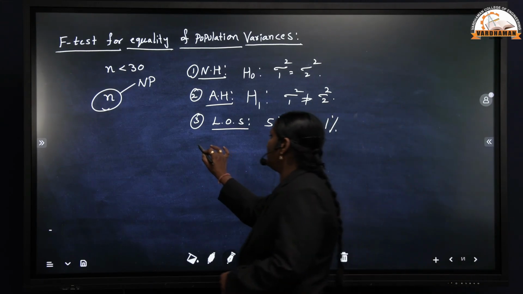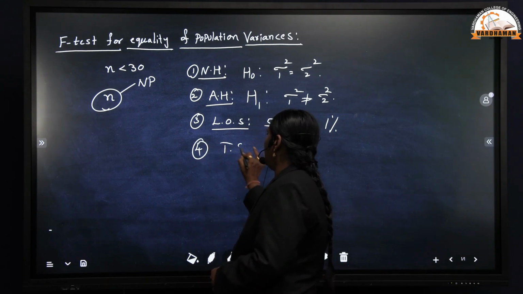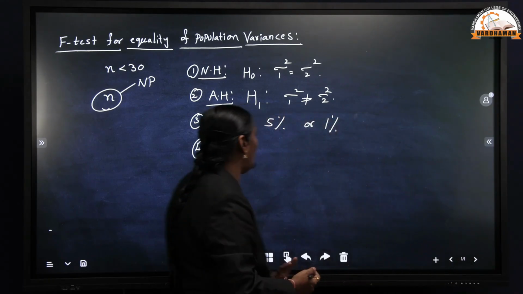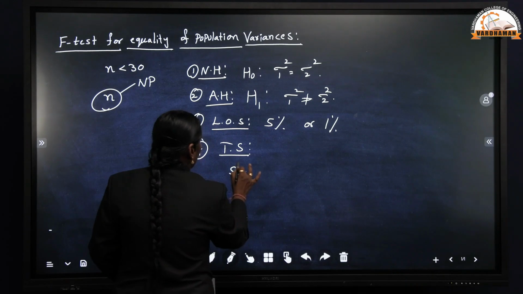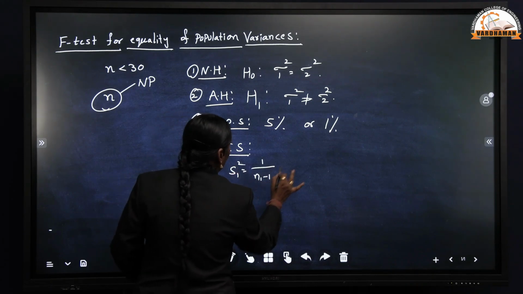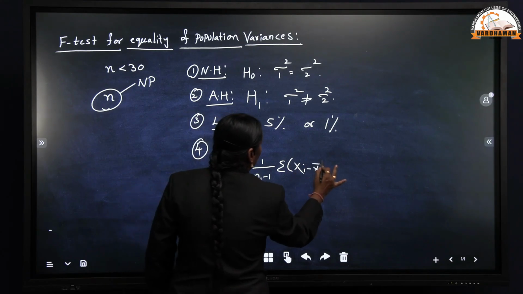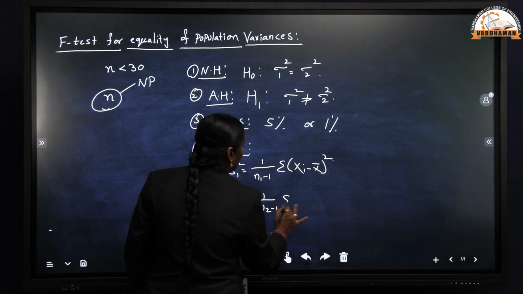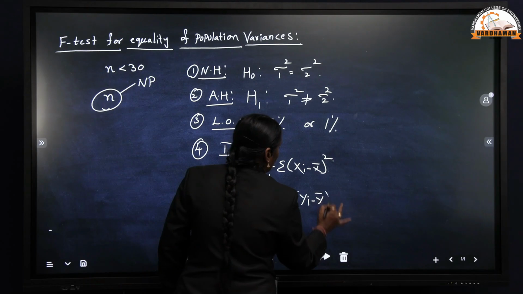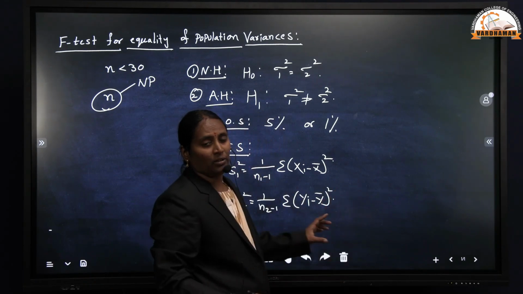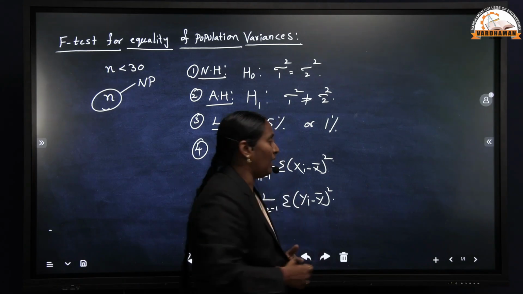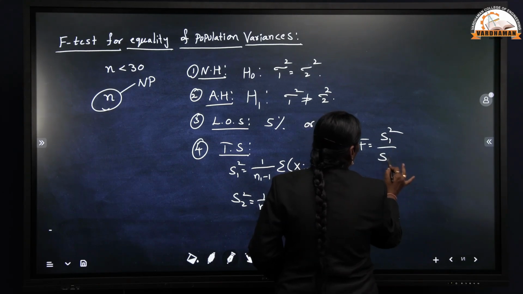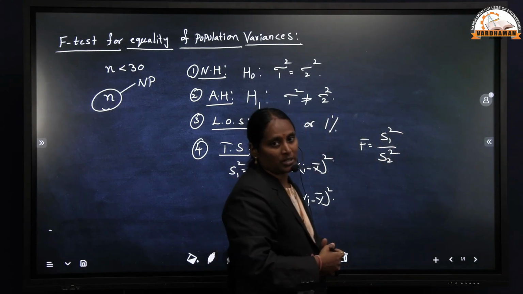The fourth step is the test statistic. Before going to the test statistic F, we find the value of s1 square, which is s1 square is equal to 1 by n1 minus 1 into summation of xi minus x bar whole square, and s2 square is equal to 1 by n2 minus 1 summation of yi minus y bar whole square. Now we find the value of the test statistic F, which is F is equal to s1 square by s2 square.